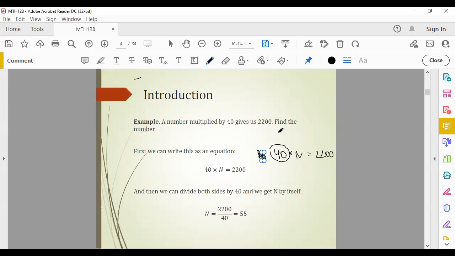Actually, let's go to a whiteboard for a second, just for illustration. So 40 times n equals 2,200. One way of doing this is you could divide each side by 40. That will cancel out the 40 next to the n, and then you'll get n by itself. And you're treating each side equally, so you still maintain the same equation. So you could divide by 40.